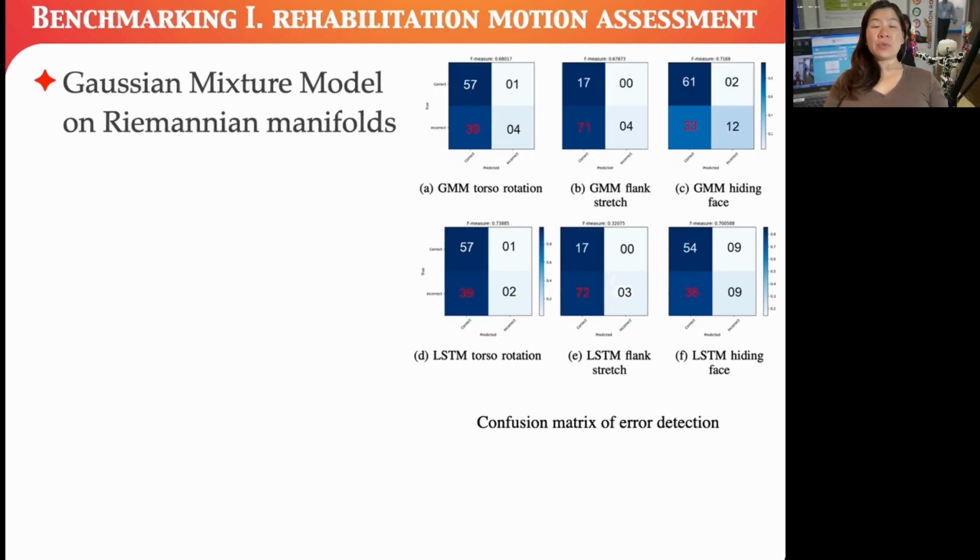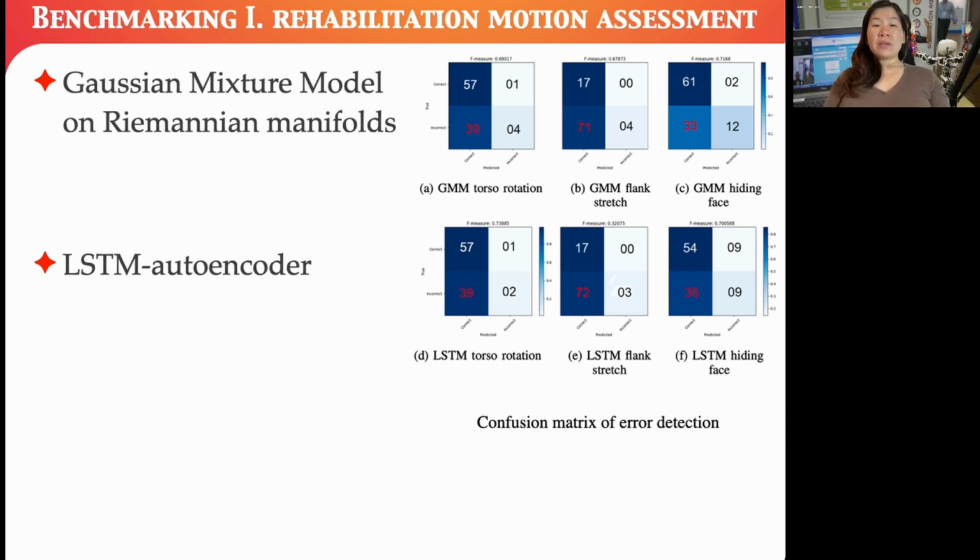For the first challenge, which is rehabilitation motion assessment, we tested 2 different algorithms pertaining to 2 different families of algorithms. The first one is Gaussian Mixture Model on Riemannian manifolds, and the second is an LSTM autoencoder. We show here the results of the classification of each recording as correct or incorrect, and we plotted here the confusion matrix of error detection for each exercise with each of the algorithms.